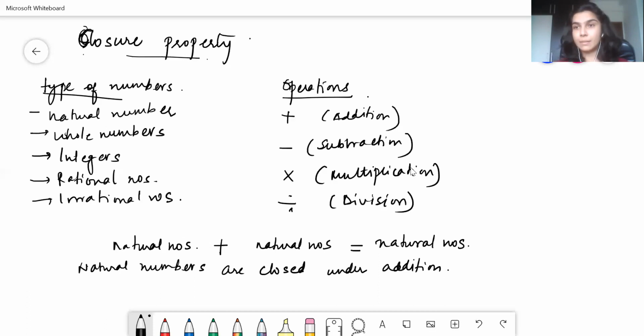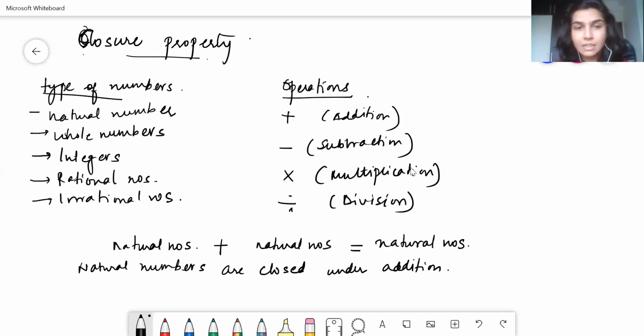Now, what does this statement mean? It means that whenever I perform an operation on two natural numbers, I'm always going to get a natural number. If I always add two natural numbers and get a natural number as an answer, it means that natural numbers are closed under addition. So that's what closure property means. If you're performing any operation on any one type of number, and you get the same type as an answer, then that type is closed under that operation.